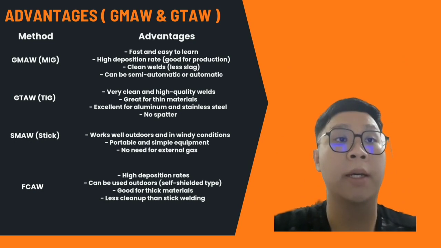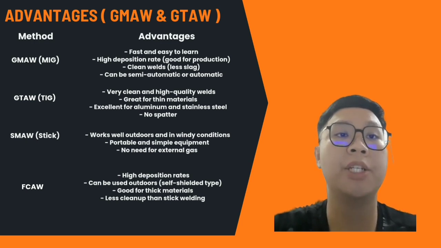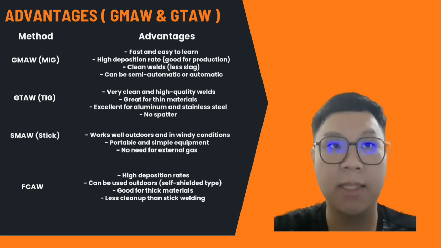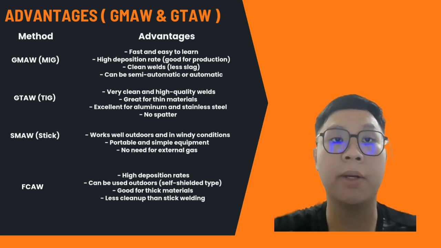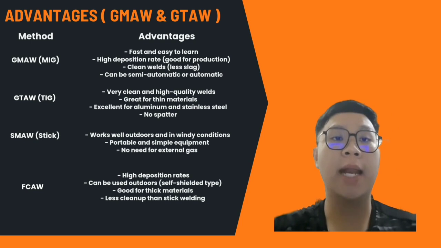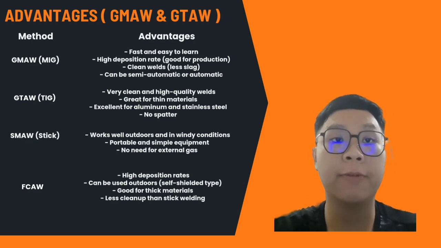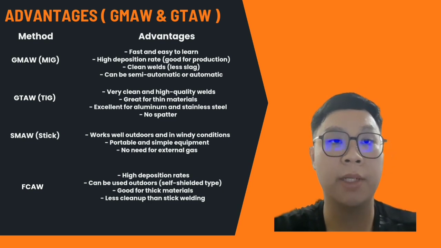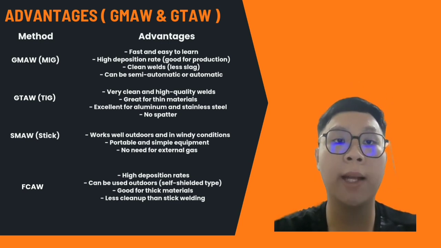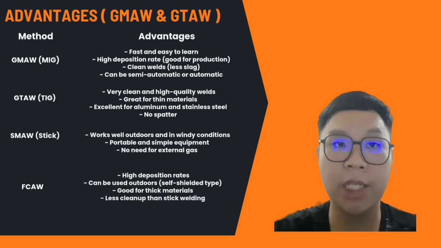So we'll continue with the disadvantages of GMAW and GTAW. So for GMAW, MIG needs shielding gas, not good for outdoors. Equipment is more complex and expensive, not ideal for thick materials without prep. So how about GTAW? GTAW, TIG, slower and harder to learn, not ideal for thick materials, requires two hands, torch plus filler. So for SMAW, it is the stick welding, using a stick electrode. More spatter and slag to clean. Lower weld quality than MIG or TIG.